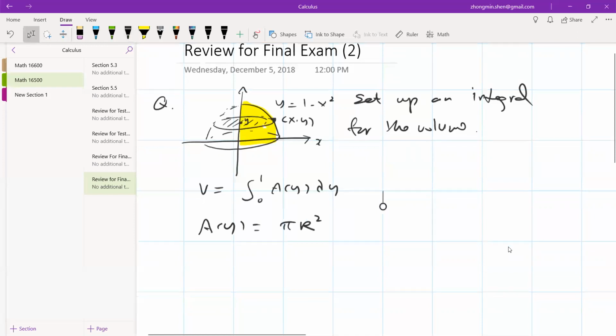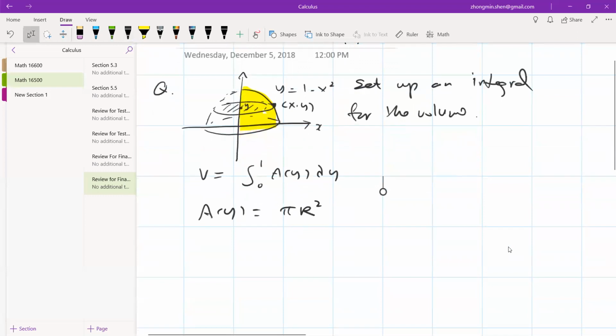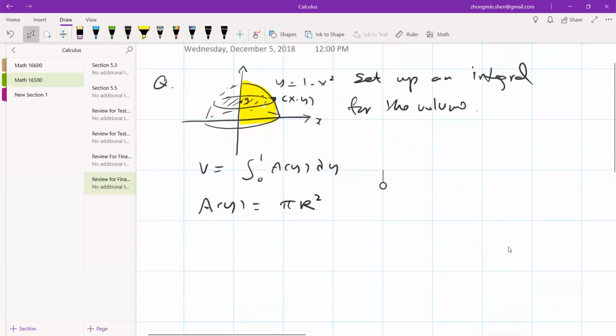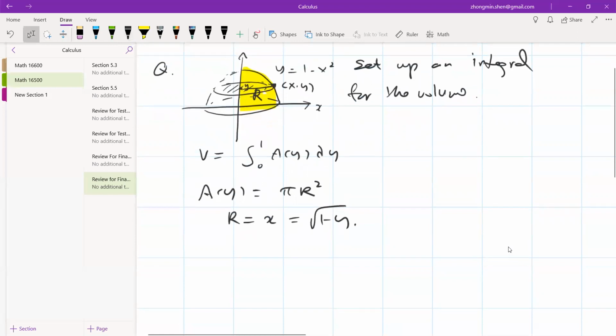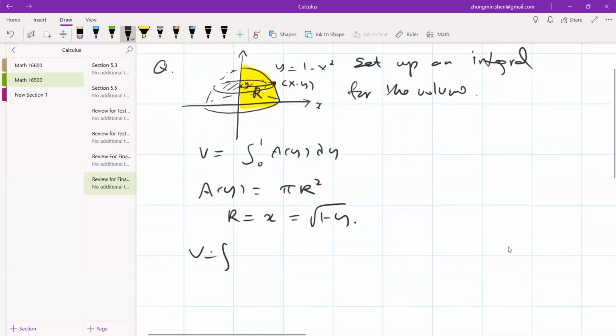Okay, and you have to express r in terms of the y variable. But look at this point here, r is going to be just x. Right, r is going to be x, but the x should be expressed in terms of y. So this is going to be the square root of 1 minus y. Right, square root of 1 minus y. Okay, you solve for x in terms of y. Then it's the integral from 0 to 1 of pi times the square root of 1 minus y, squared.